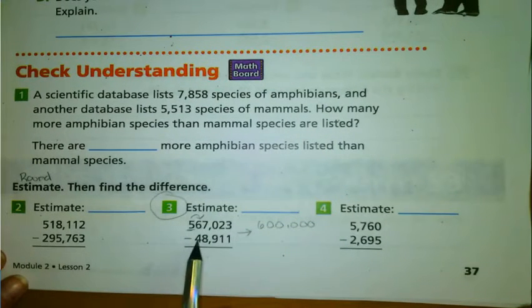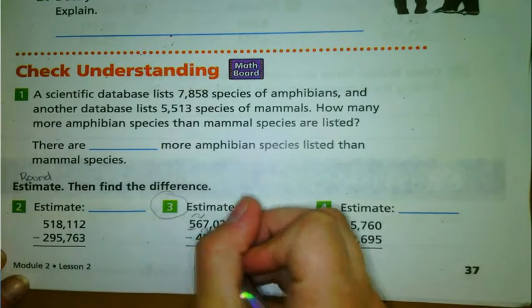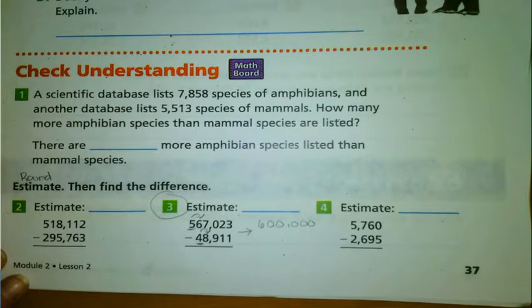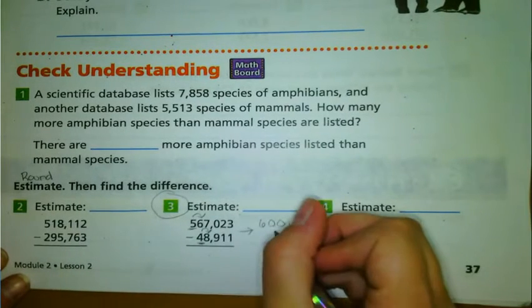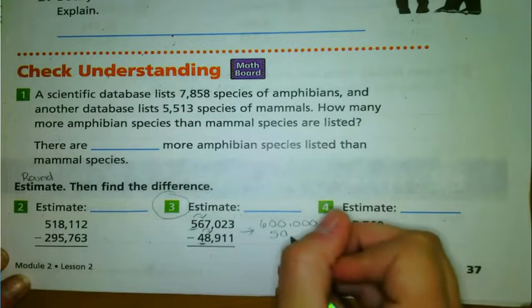And then the next one, 48,911. My highest place value is that 10,000s. So my 4 would look next door to the 8, and that's closer to making a new 10 than to going down to 0. So that's 5 or more, raise the score. This 48,000 turns into 50,000.